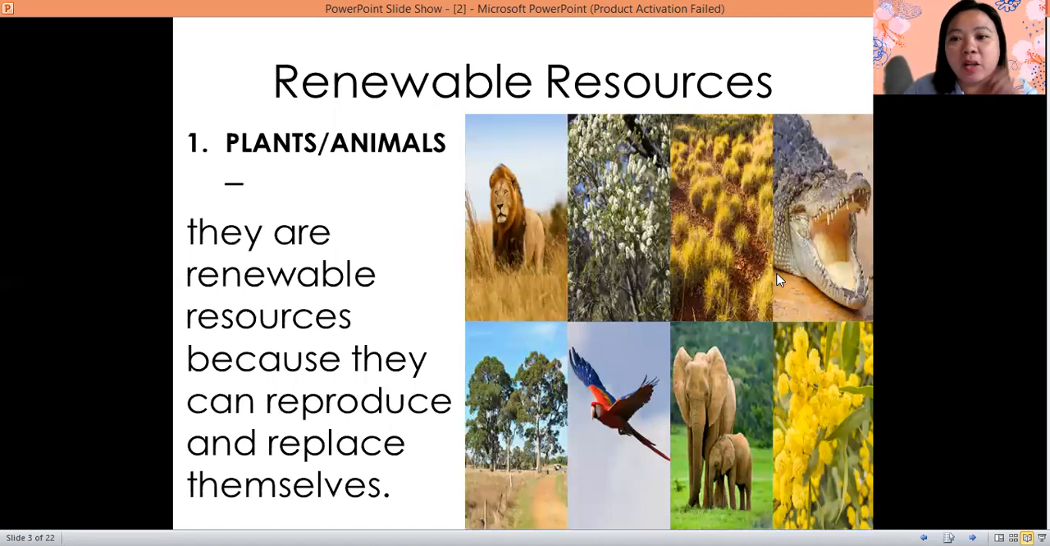So now, what are the examples of renewable resources? The first example of renewable resources are our plants and animals. They are renewable resources because they can reproduce, napapalitan, na pwede rin silang manganak, or we can plant again. All right? So they are renewable resources because they can reproduce, nagkakaanak pa sila, and we can replace themselves. Okay po? So also yung plants, we can plant also. Once we cut the tree, pwede tayong magpalit ng tree ulit.